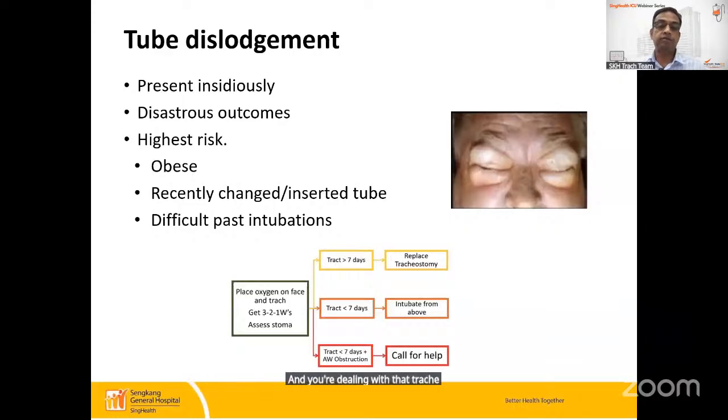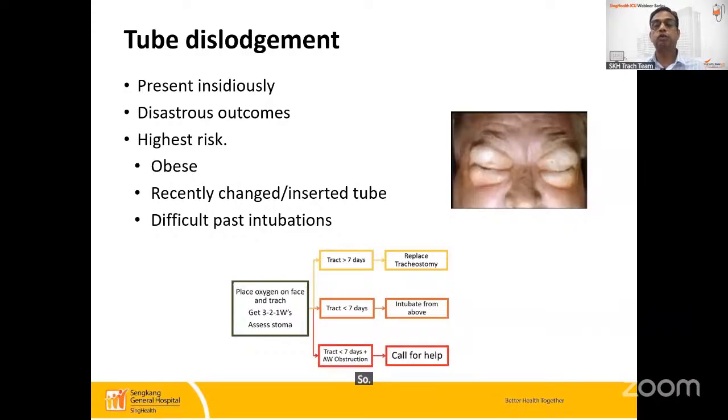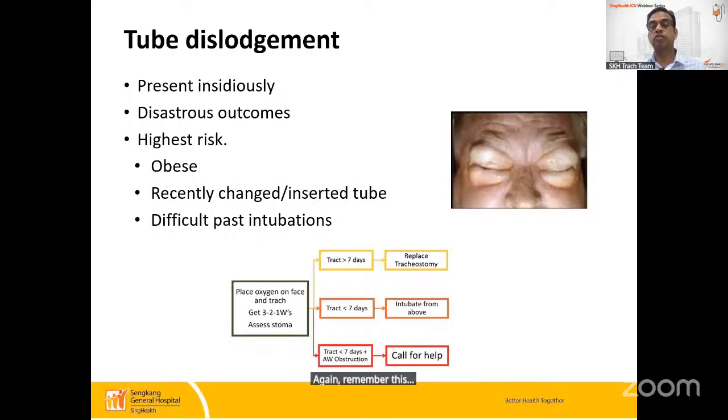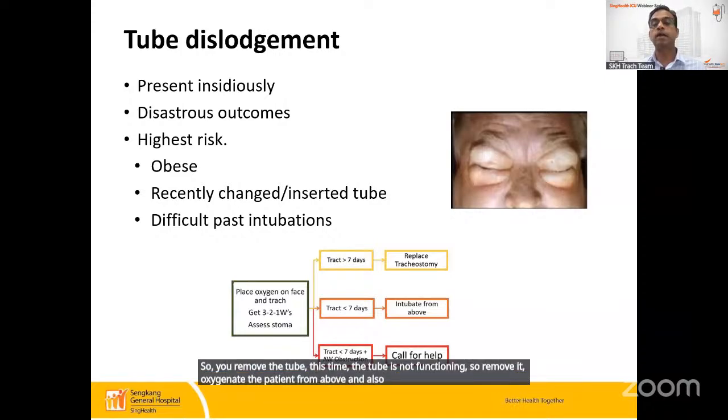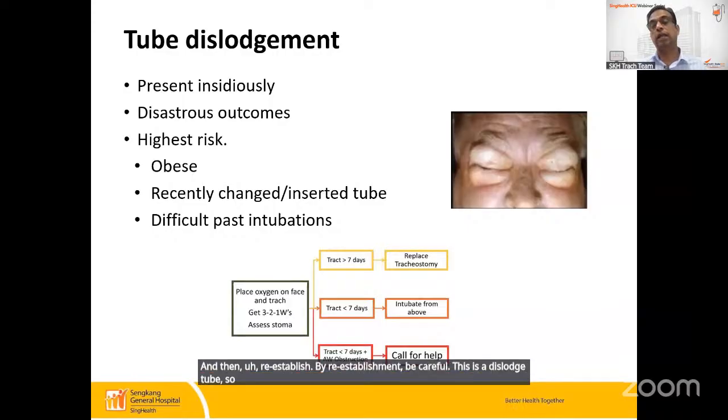So you may feel that the tracheostomy tube is not blocked, but it can be misplaced. High-risk patients are those who are obese and who had a recent tracheostomy tube change. Again, remember this: remove, oxygenate, reestablish. So you remove the tube. This time the tube is not functioning, so remove it, oxygenate the patient from above and also at the stoma, and then reestablish. By reestablishment, be careful. This is a dislodged tube, so you may need help. So get an ENT colleague or somebody who knows what they're doing.